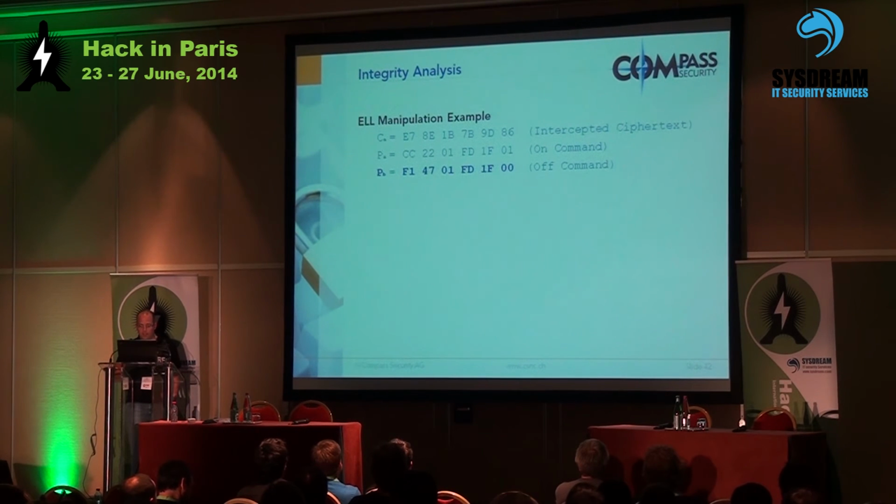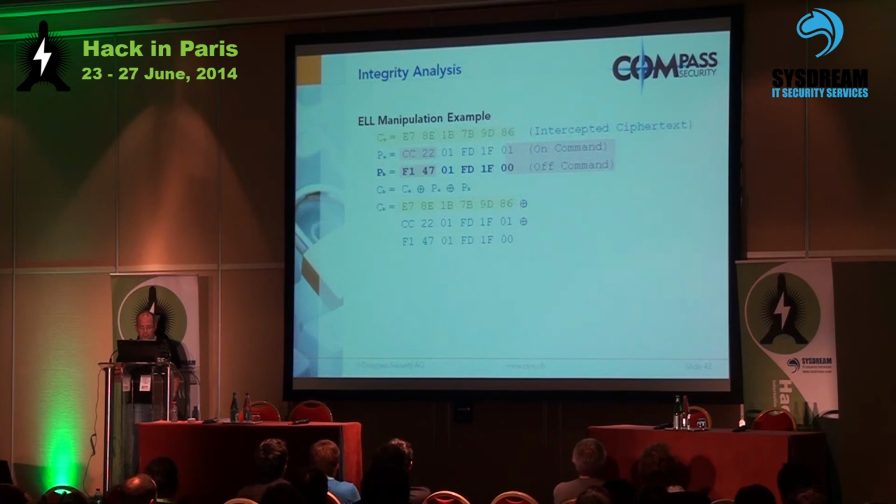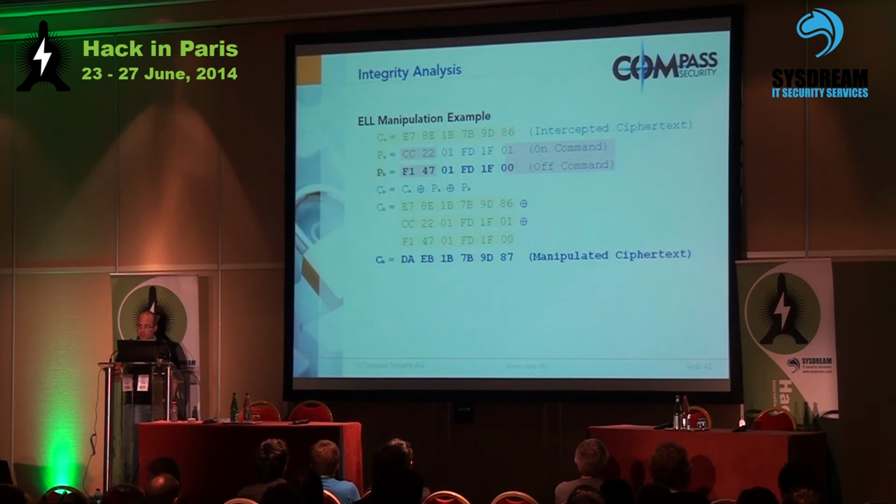So you basically want to send the off command, or at least you want to let the meter think it's an off command. What we intercepted is the first part, so the intercepted ciphertext, the first line. We know how the on command looks like. And what we do now is we have calculated the CRCs over these two commands. And we do now some magic. We take the ciphertext, XOR it with the original plain text, and XOR it with actually what we would like to have. And we send that ciphertext to the meter, and it's going to switch off.